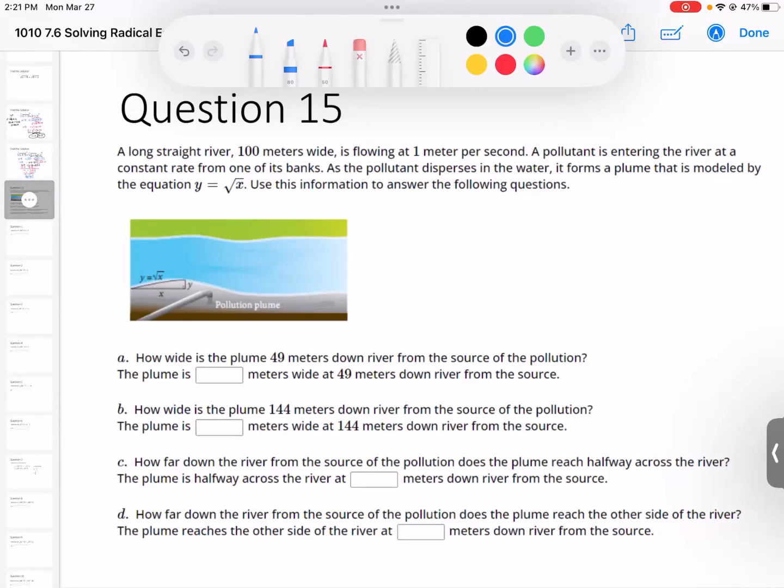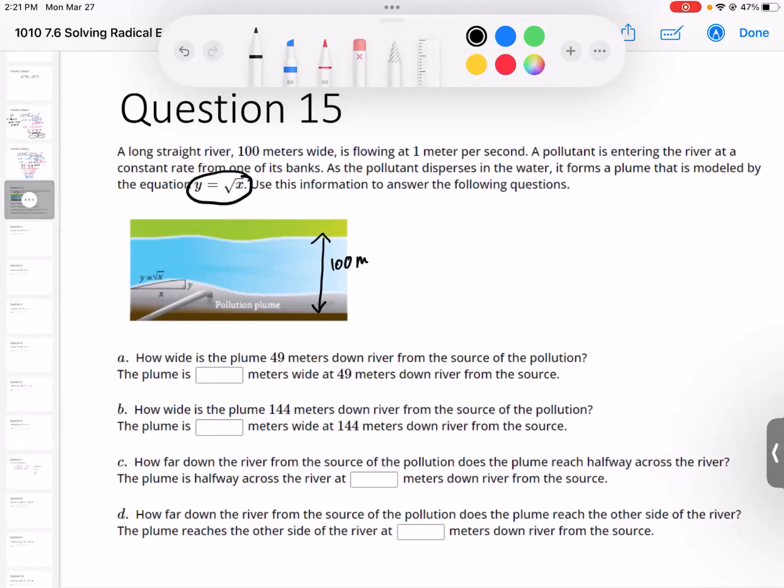All right, so the context of question 15 says that you have a long straight river that is 100 meters wide. So this distance right here is 100 meters, and it's flowing at 1 meter per second. A pollutant is entering the river at a constant rate from one of its banks, and as the pollutant disperses in the water, it forms a plume that is modeled by this equation. Using this information, we need to answer the following questions.